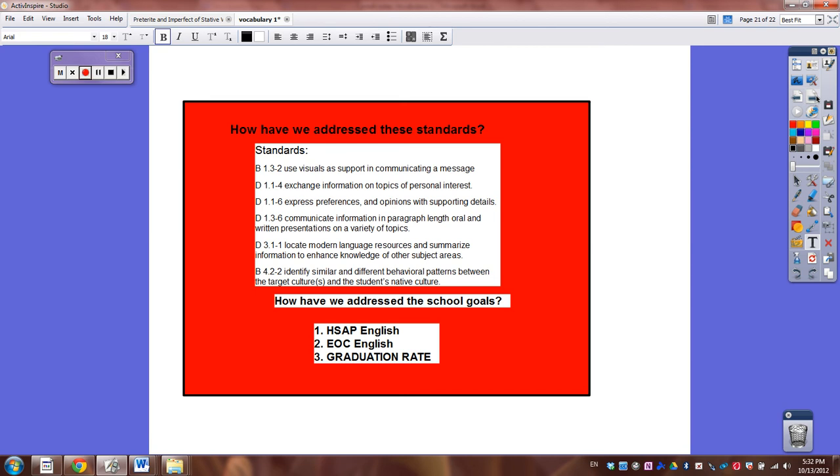So how have we addressed the standards? We have used visuals in support, yeah, because we looked at those pictures. Exchanging information on topics, we have done that in some of our activities. Express preferences, opinions, we did that. Communicate information on paragraph length, you will do that when you start on your homework. Locate modern language, you will do that when you start on your homework. And you will do this last one when you start on your homework.